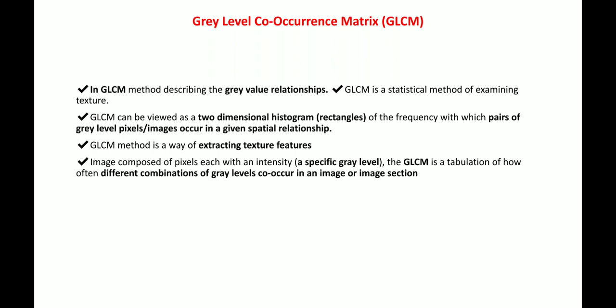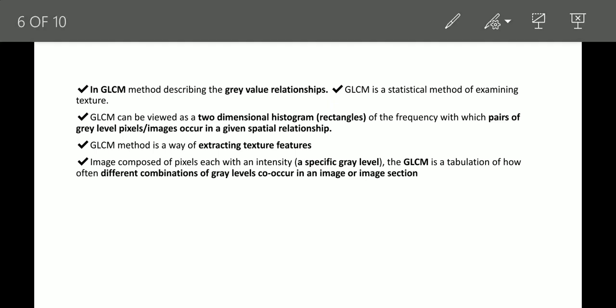The GLCM method is a way of extracting the texture features. An image is composed of pixels, each with an intensity, that is a specific gray level, and with the GLCM we differentiate the combination of gray levels that co-occur in the image or the image sections. This is the gray level co-occurrence matrix. Accordingly, gray level relationship or accordingly histograms. This is a statistical method to analyze the image classification according to the histograms or rectangles made with their pairs, compared with their gray level intensity or matrix, which will make it easy to characterize the crops.